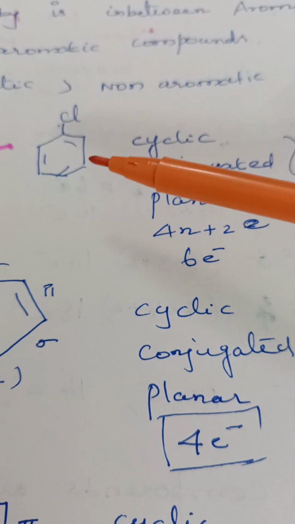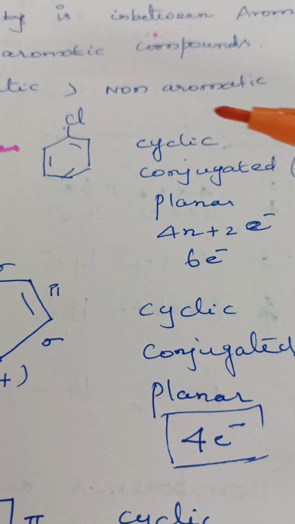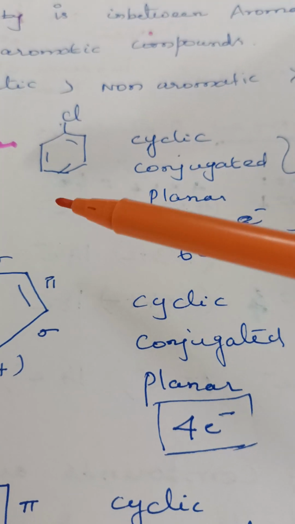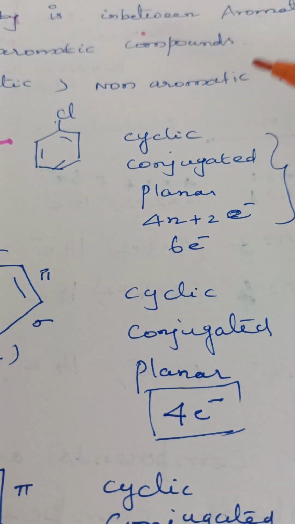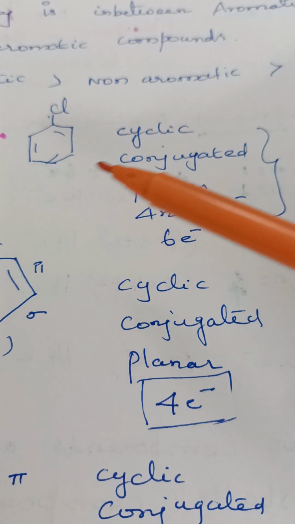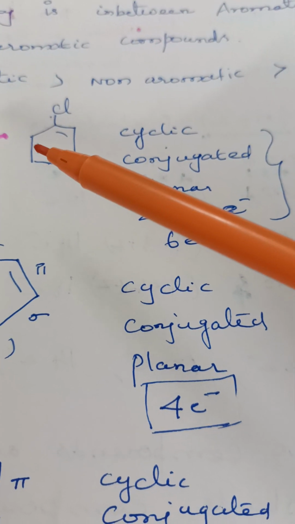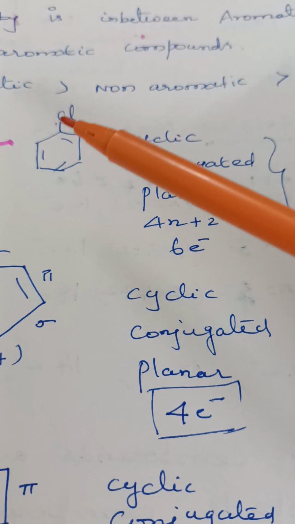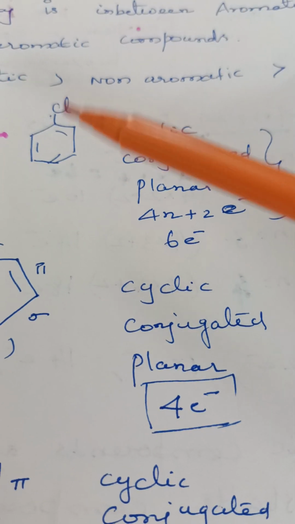Let us see some examples for aromatic, non-aromatic and anti-aromatic compounds. First one is chlorobenzene. Let us find out whether it is aromatic or non-aromatic. This one is a cyclic ring. Then there is conjugation: sigma bond, double bond, sigma bond, double bond, sigma bond, double bond. There is a conjugation. The compound is planar.